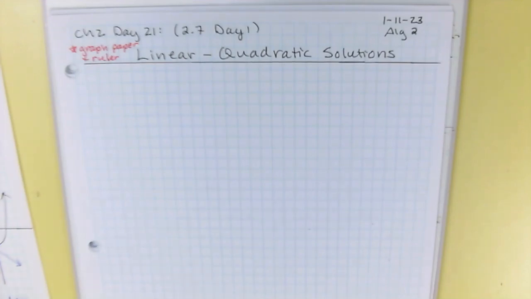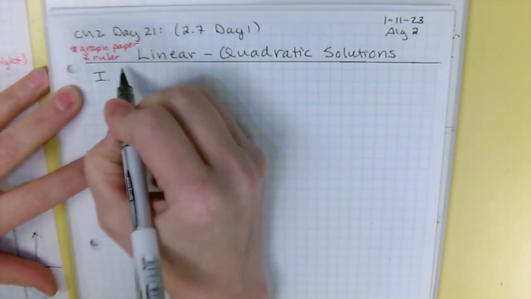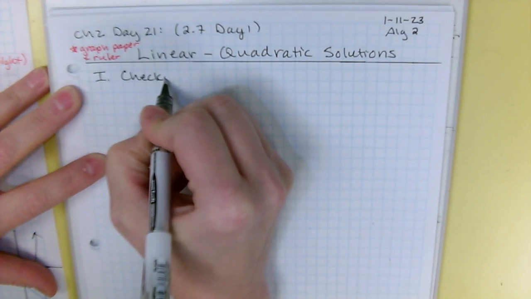Okay, so this is 2.7, and it's day 21 of the unit. It's linear quadratic solution. Up until now, we've pretty much been doing lines and lines, putting those together. Now what we're going to do is combine lines and quadratics. It's really the same basic stuff, but the algebra does look a little bit different. So we're going to start with the basics, which is checking a solution.